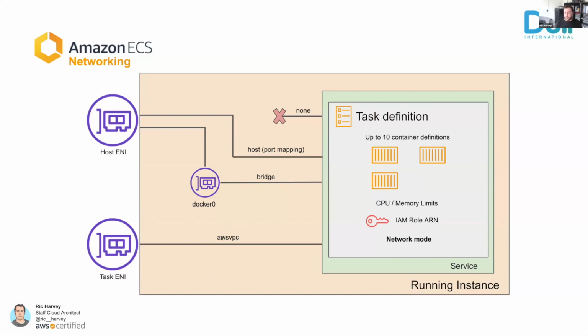Also, AWS VPC is the only supported networking mode in Fargate. So if you're wanting to move tasks between EC2 hosts and Fargate, this one's better to make the least amount of changes to your definition file.